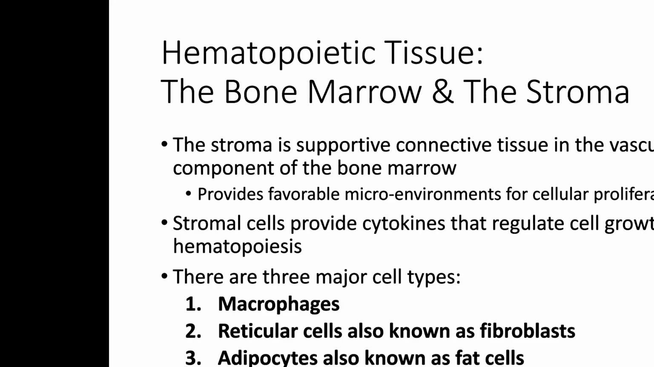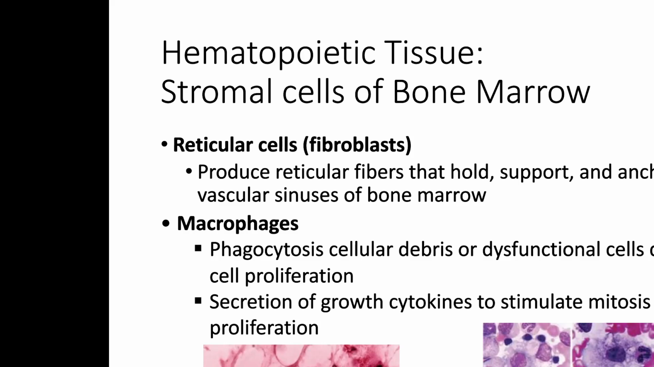The stroma describes the supportive connective tissue found in the vascular component of the bone marrow. Its job is to provide environments that will encourage cell proliferation. The stromal cells will also provide cytokines that will regulate cell growth and hematopoiesis. And there's three major types: the macrophages, the reticular cells, and the adipocytes.